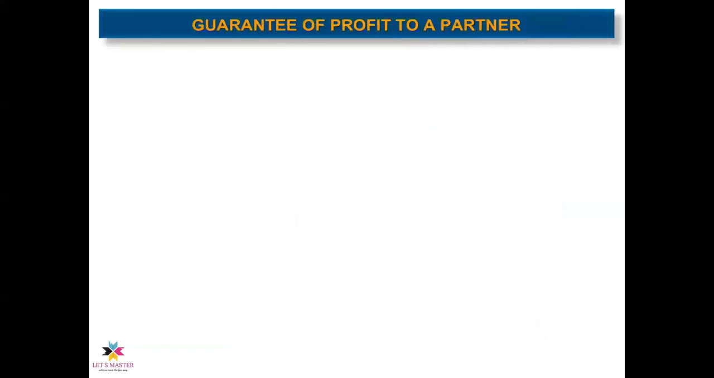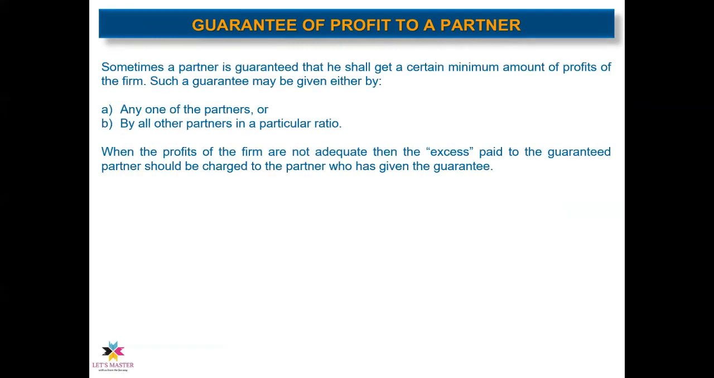Moving further, at times in a partnership firm, a guarantee of profit is provided to a partner. This guarantee to a partner for the profit can either be given by one partner or all the partners in a particular ratio. So when the profits of the firm are not adequate, then the excess paid to the guaranteed partner should be charged to the partner who has given the guarantee.